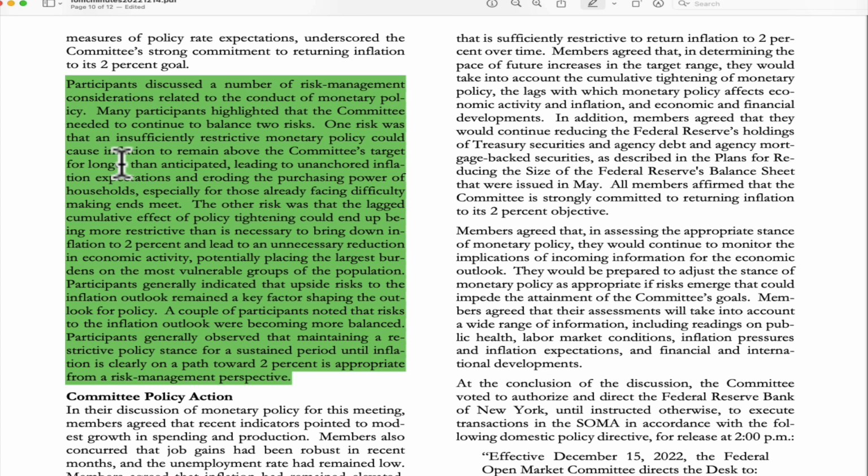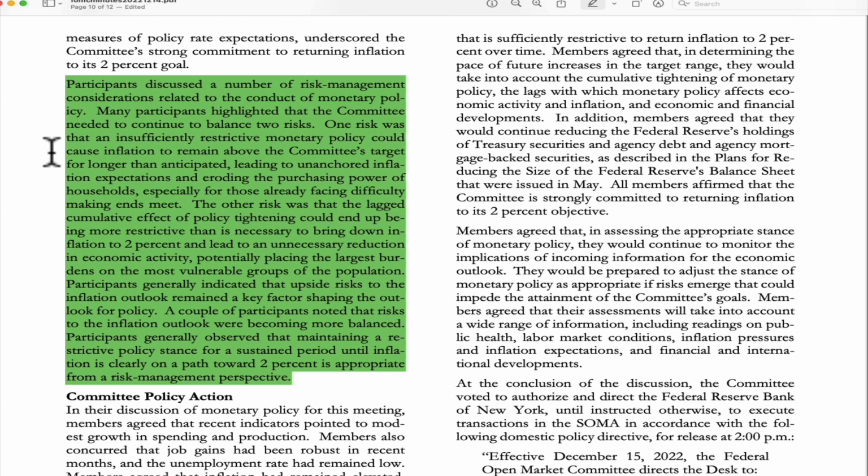Okay, last paragraph here. Participants discussed a number of risk management considerations related to the conduct of monetary policy. Many participants highlighted that the committee needed to continue to balance two risks. Well, that makes sense. You're a dual mandate Fed, so you do have to balance two things, right? Full employment with price stability. One risk was that an insufficiently restrictive monetary policy could cause inflation to remain above the committee's target for longer than anticipated, leading to unanchored inflation expectations and eroding the purchasing power of households, especially for those already facing difficulty making ends meet.